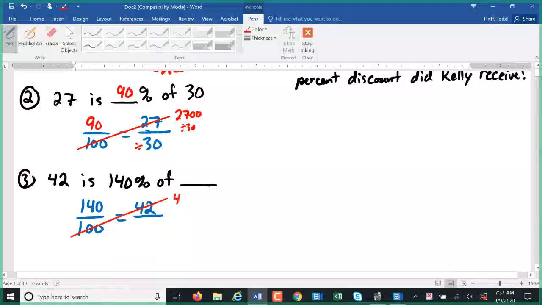100 times 42 is 4,200. Divided by the 140 is 30. 42 is 140% of 30.